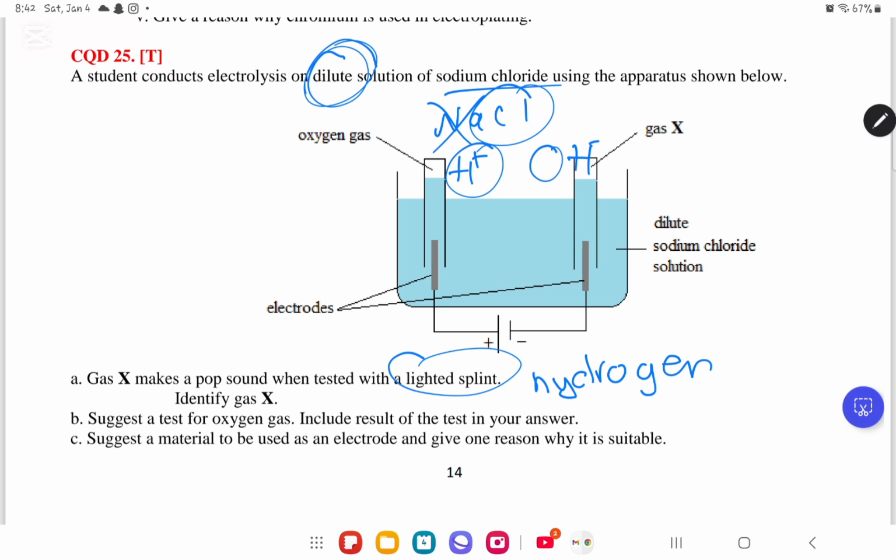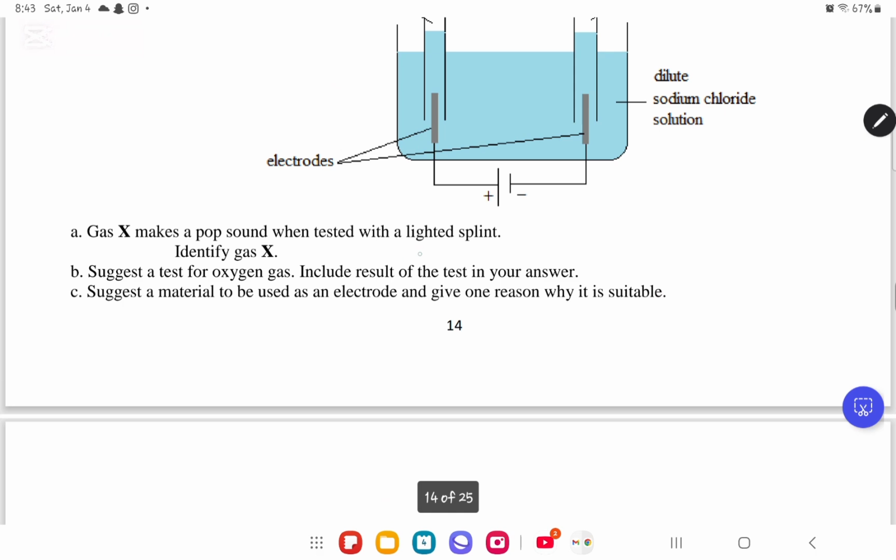Now suggest a test for oxygen gas. Approach a glowing splint and it will relight it. Suggest a material to be used as an electrode. Let us say, for example, carbon or graphite or anything that is inert. So the electrodes have to be inert and conduct electricity. That is it for CQD25.